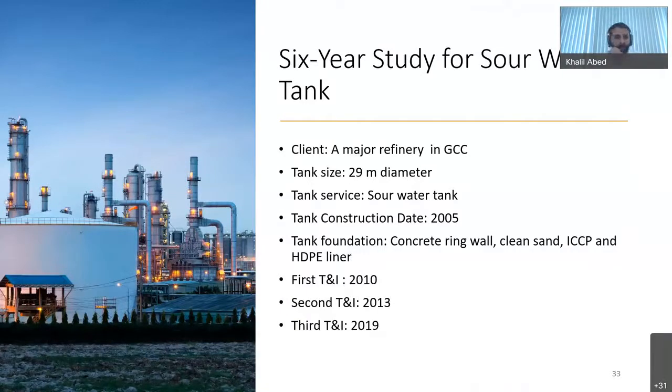Another study is a 6-year study for a sour water tank, 29 meters in diameter, located in a refinery in one of the GCC countries. The tank was constructed in 2005 on a concrete ring wall with clean sand also, with cathodic protection and HDPE or release preventive barrier. The tank leaked in 2010, so we're talking about 5 years from commissioning date, and was taken out of service for inspection and repair back then in 2010.